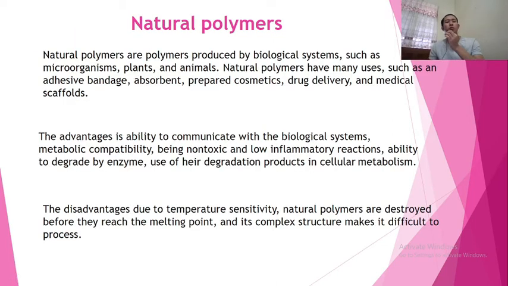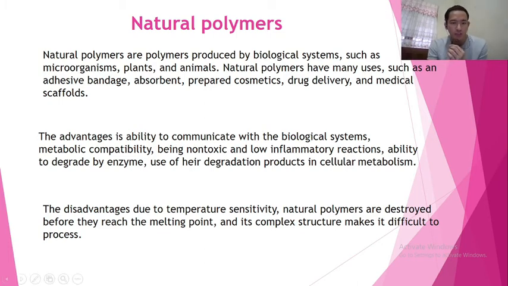How about natural polymers? Natural polymers are produced by biological systems. You can find them in microorganisms, plants, and animals. The difference from synthetic is that synthetic is human made, but natural comes from organisms. Natural polymers have many uses such as adhesive bandages, absorbents, cosmetics, drug delivery, and medical scaffolds.